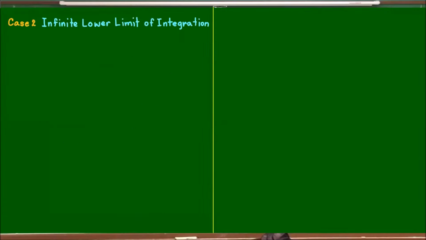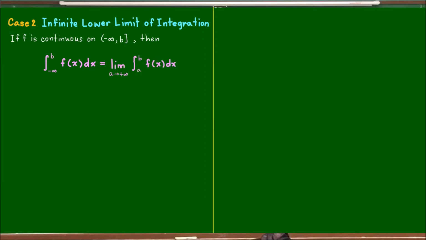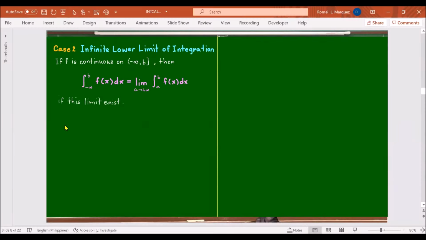Another case of improper integral is where we have an infinite lower limit of integration. If f is continuous on the interval negative infinity to b, then the improper integral from negative infinity to b of f of x dx is defined by the limit as a approaches negative infinity of the integral from a to b of f of x dx, if this limit exists.